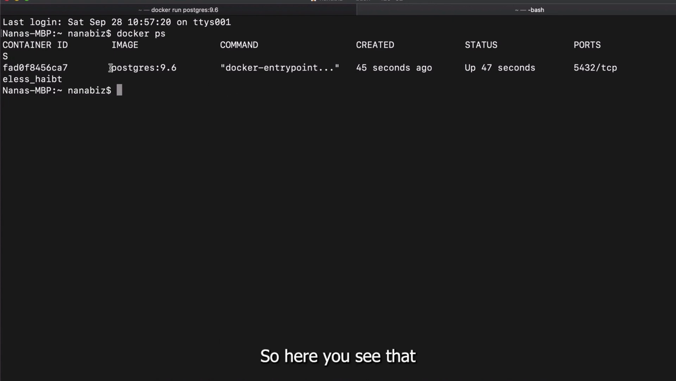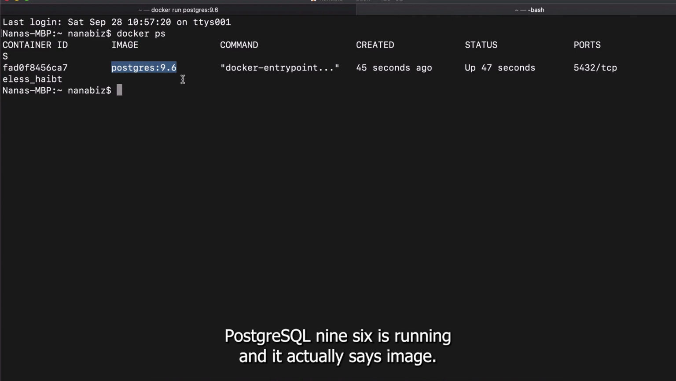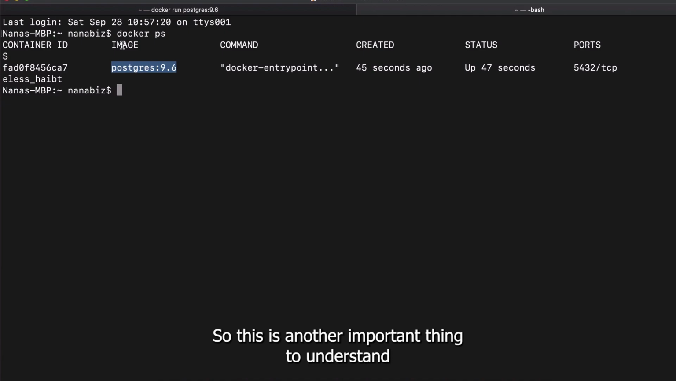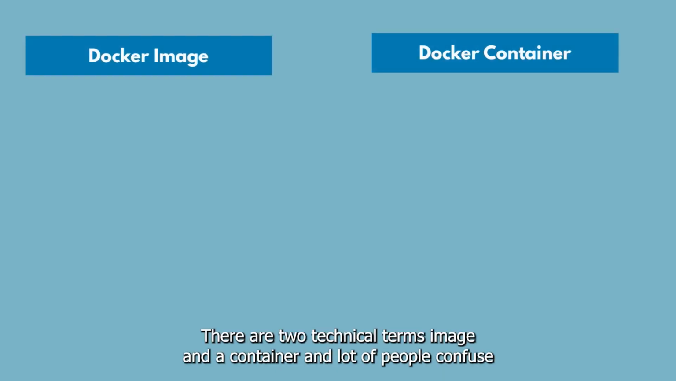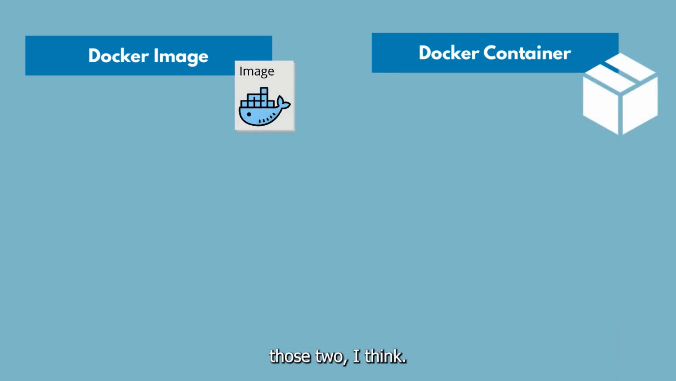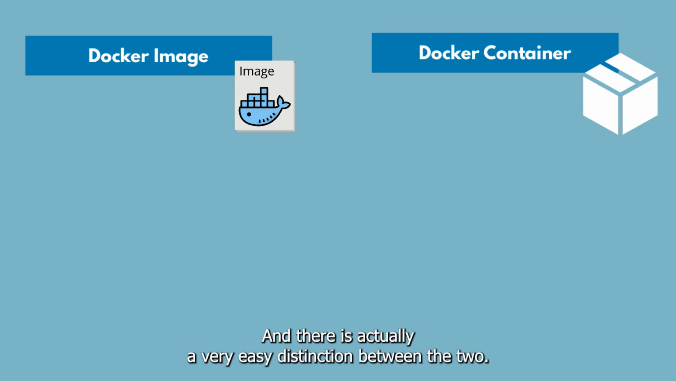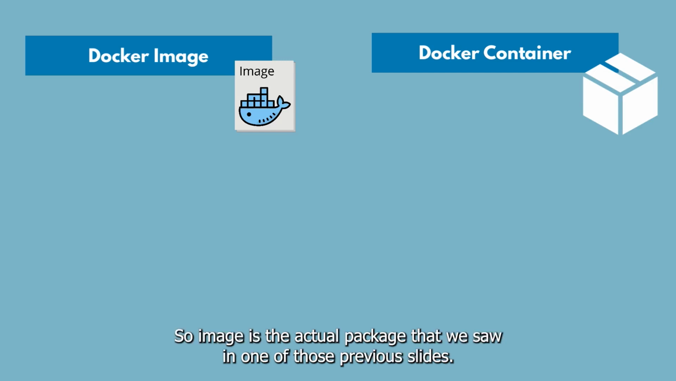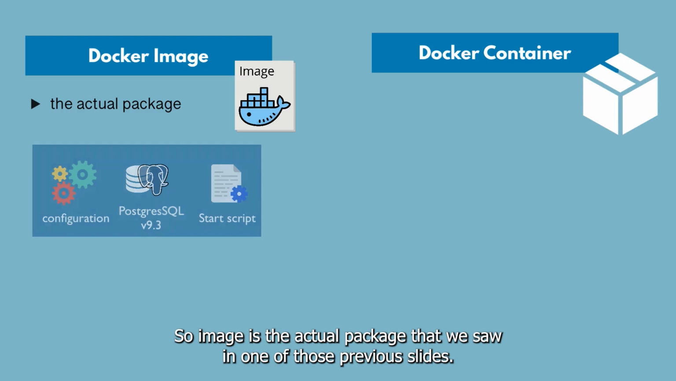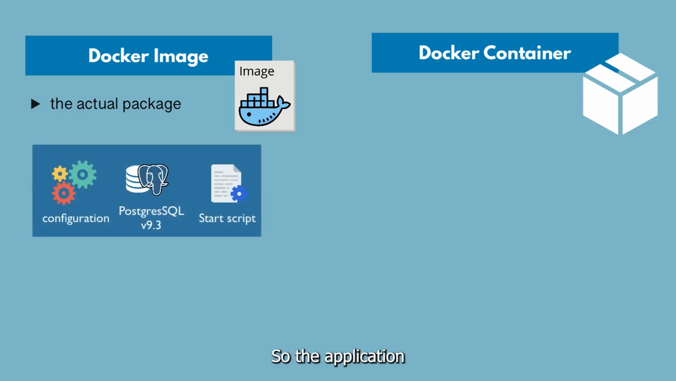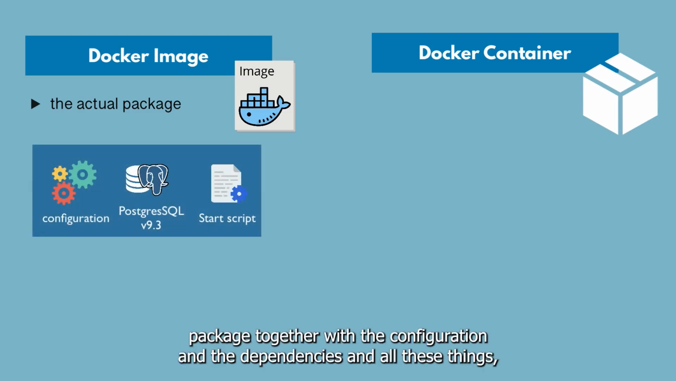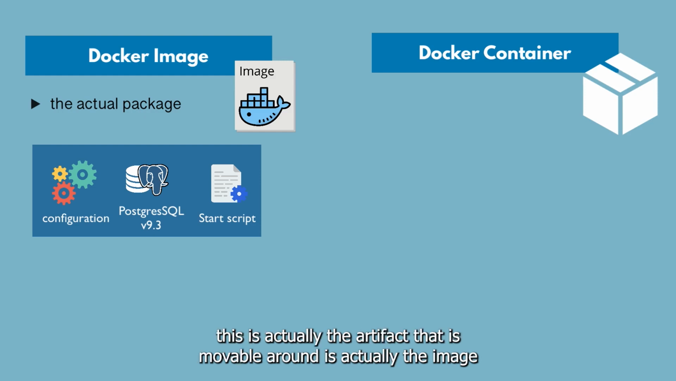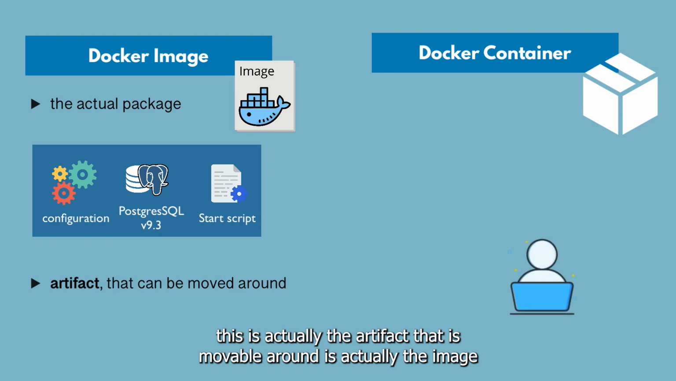So here you see that Postgres 9.6 is running and it actually says image. This is another important thing to understand when we're talking about containers. There are two technical terms, image and container, and a lot of people confuse those two, I think. There is actually a very easy distinction between the two. Image is the actual package that we saw in one of those previous slides: the application package together with the configuration and the dependencies and all these things. This is the artifact that is movable around.